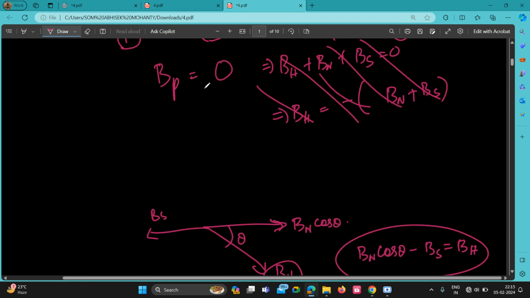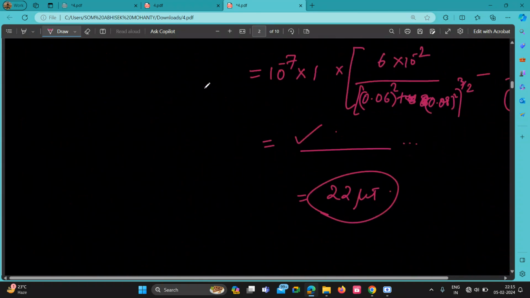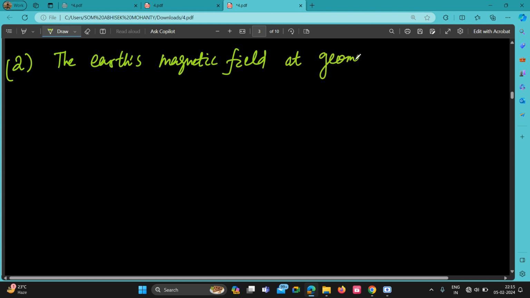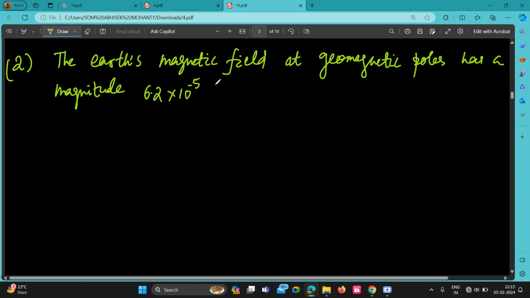The next question is question number 2. The Earth's magnetic field at geomagnetic poles has a magnitude 6.2 into 10 to the power minus 5 Tesla.